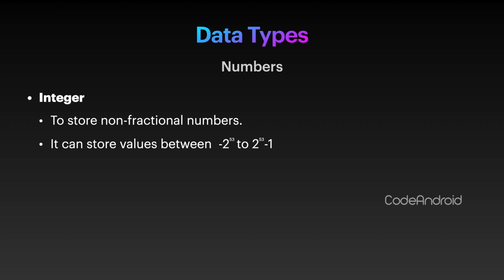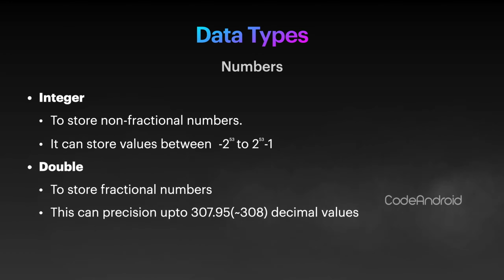In Dart, we don't have short or long like Java. We have only integer to store numeric values without precision. In case if we want to store numeric value with precision, then we need to use double. This will be suitable for storing more accurate value of a number. Also, this can manage around 300 decimal points.